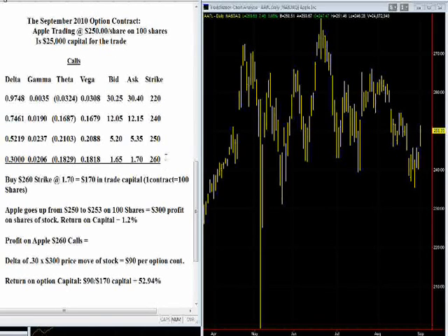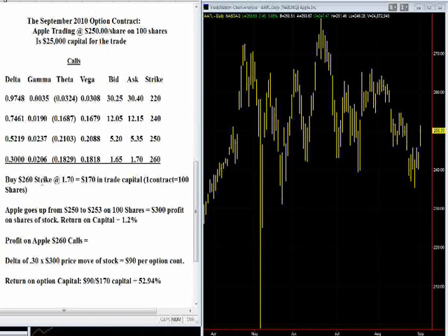So in order to get a smaller delta, the further you go out, the smaller the delta gets. So here, for example, here's 220, that's in the money. You can see it's 0.9748. As you go further out, the delta gets smaller. So I select the $260 strike. It has a delta of 0.30.